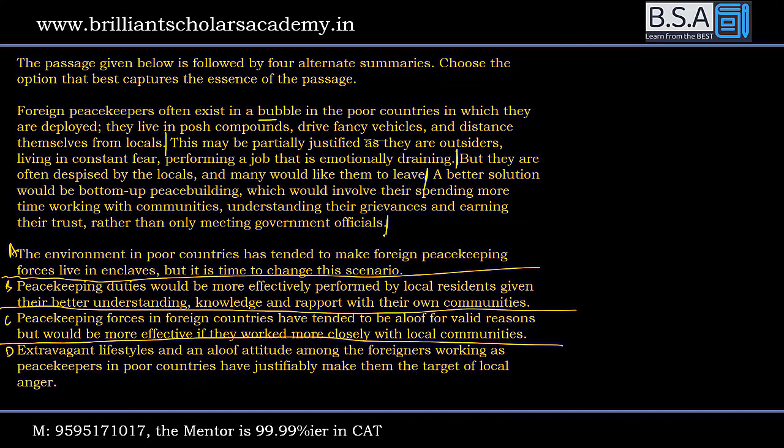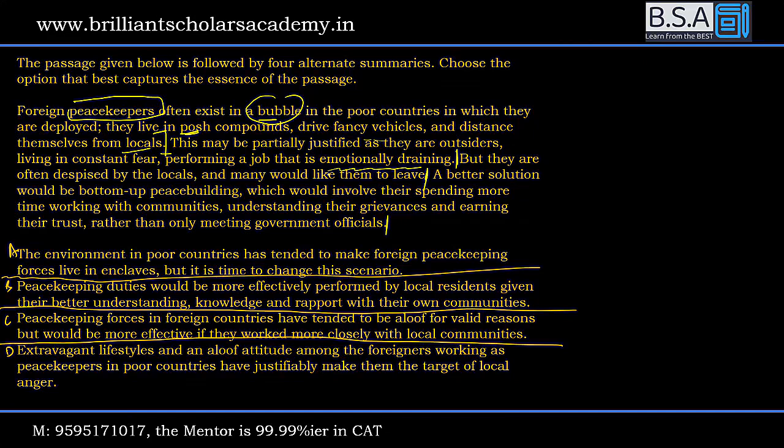So, 4 sentences. First sentence is telling us peacekeepers live in a bubble. They live very posh life. They travel in fancy vehicles, maybe have fancy clothes, and they stay away from locals. And the reason has been given, justification has been given, that they are outsiders there, they are in constant fear, they are performing a job which is very emotionally draining.